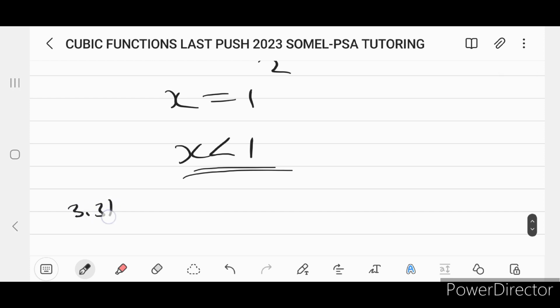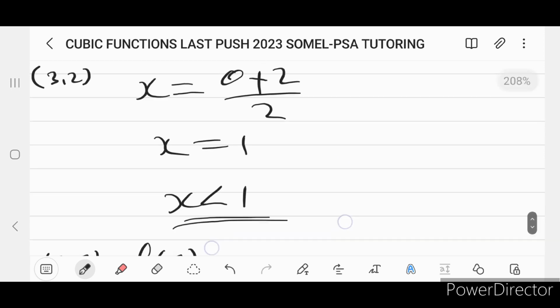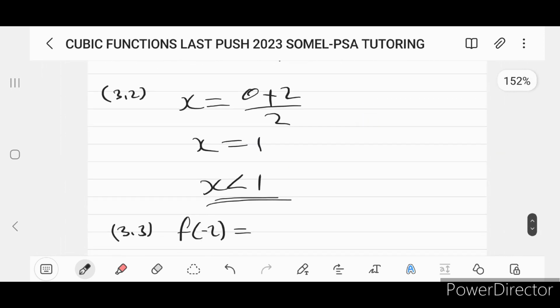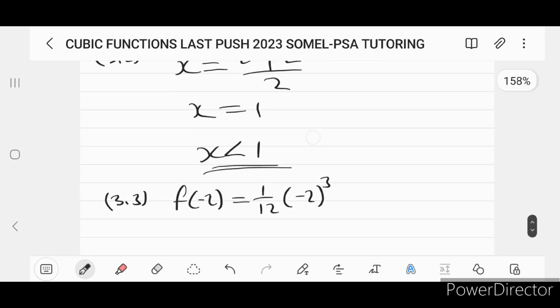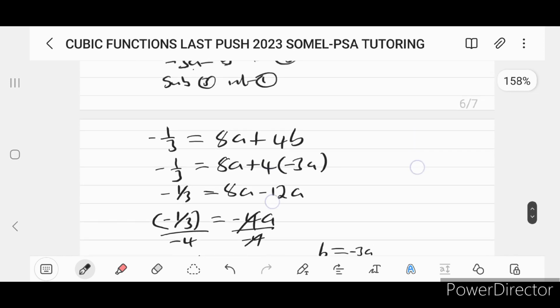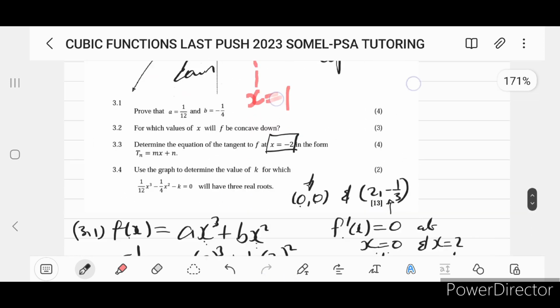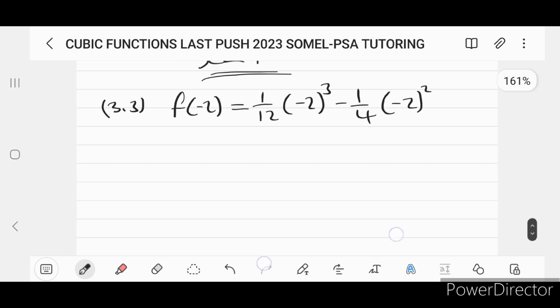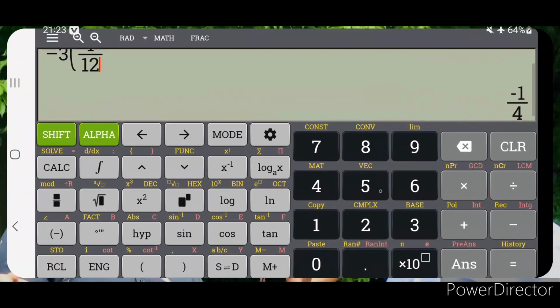So that is 3.3. So when x equals minus 2, so that is 1 over 12 minus 2 cubed minus 1 over 4 minus 2 squared. So I need to find the y value of that. All right. So here we go.